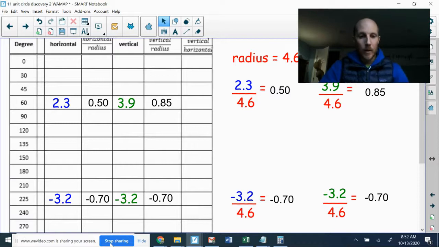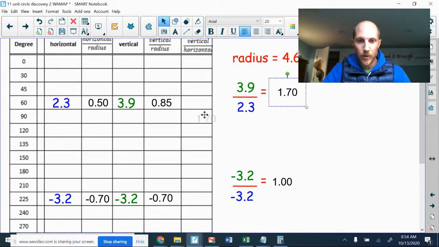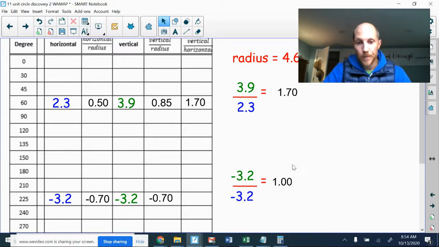Okay, and then the last thing that we'll need is to calculate the vertical divided by the horizontal measurement. So for the 60 degrees, I'm going to take my vertical 3.9 divided by my horizontal, which was 2.3. Divide those, round it off to 2 decimal places. I got 1.70. That's just going to go into this vertical divided by horizontal column.